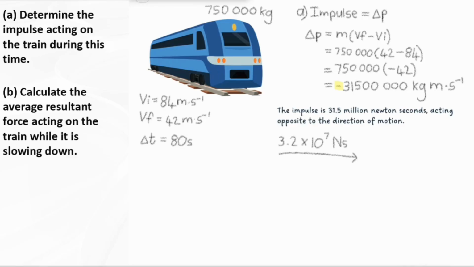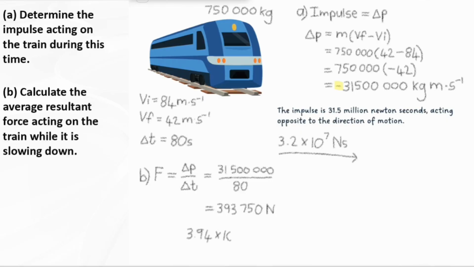Now let's move on to part B. Part B asks for the average resultant force. Now remember, force equals the change in momentum, or the impulse, divided by the time. Now we have the time and we have the impulse, so we can just divide these two values. So it will be 31,500,000 divided by 80 seconds, and this will give you an answer of 393,750 newtons. So the average resultant force is 3.94, I'm rounding it to three significant figures, multiplied by 10 to the power of 5 newtons, acting opposite to the motion.